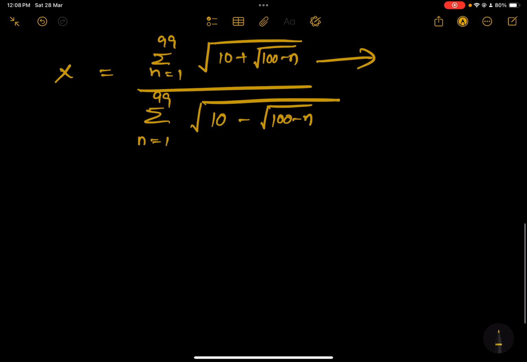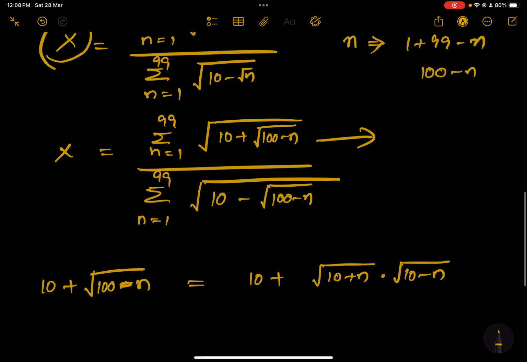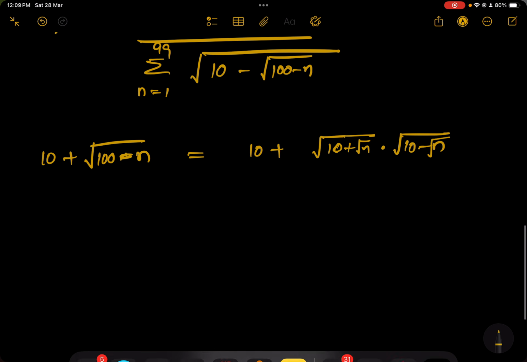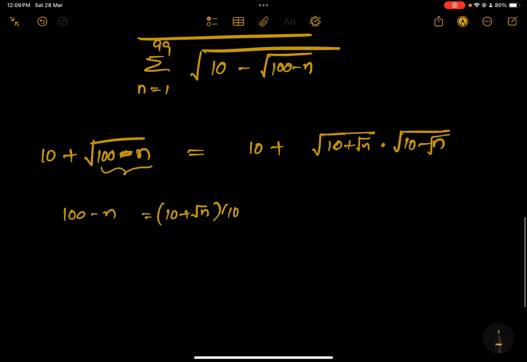Now let us see what this term inside the square root is. 10 plus 100 minus n. Sorry, this is 10 plus root n. This is simply 10 plus root n multiplied by 10 minus root n. So I just wrote this 100 minus n as 10 plus root n multiplied by 10 minus root n. This is what we have done here.